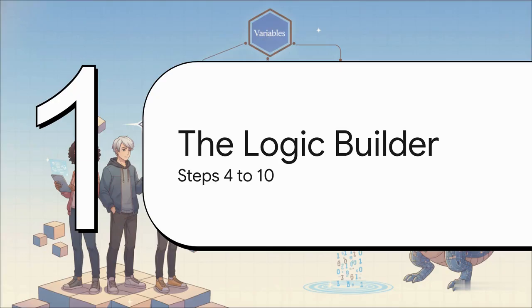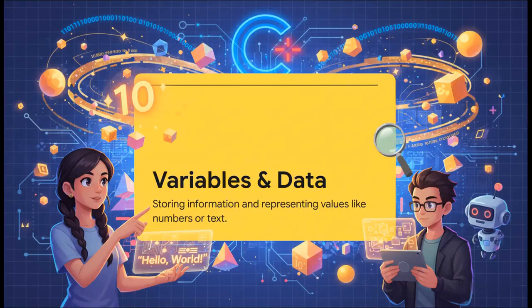Moving right along to phase 2, the logic builder. This takes us through steps 4 to 6, and then 8 through 10. This right here is where we learn the basic syntax of intelligence. Every single program needs to work with information, and that is exactly where variables and data come into play. But listen, the golden rule here, truly understanding the data itself, like knowing whether you're dealing with a whole number or a line of text, is actually way more important than just memorizing the syntax.